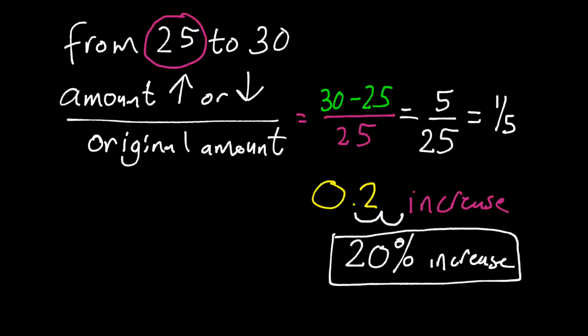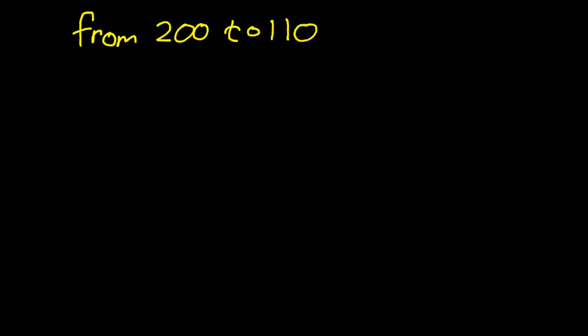All right, let's try another one. Here, we are being asked to go from 200 to 110. Remember, our numerator is the subtraction of the biggest number minus the smallest number. So our numerator starts off with 200 because that's bigger than 110, and we subtract 110. So we have 200 minus 110. And the way to check that we've done this right for the numerator is that when we subtract, we should get a positive number. We do not want to get a negative number.